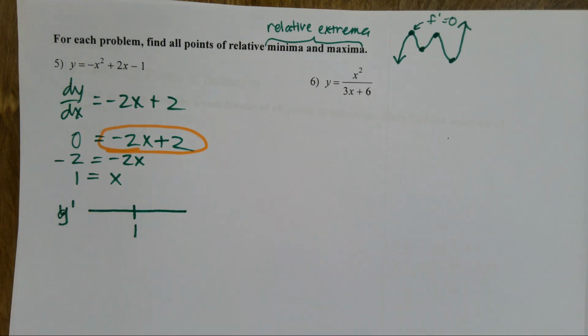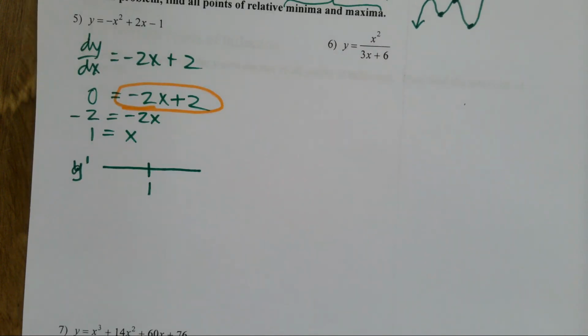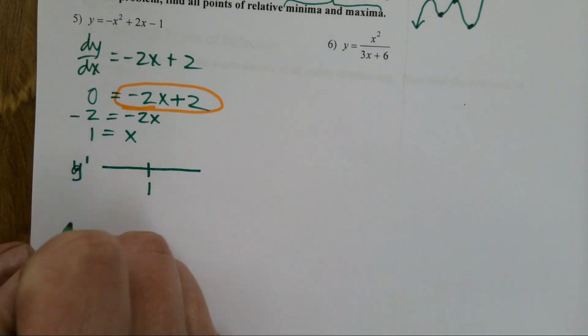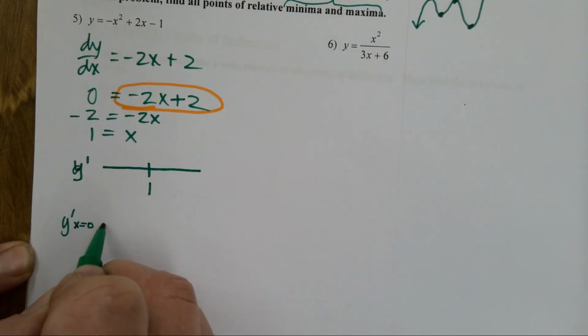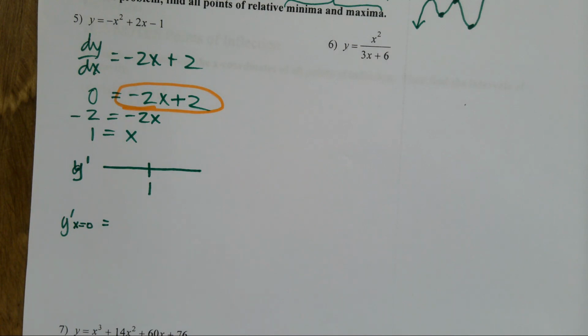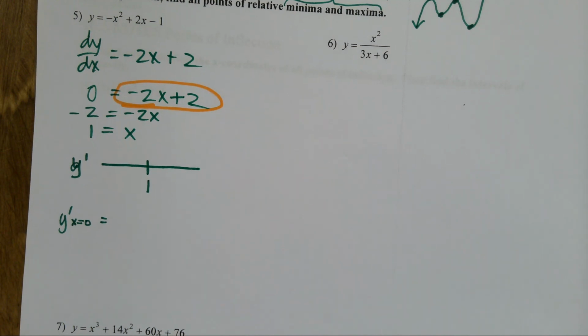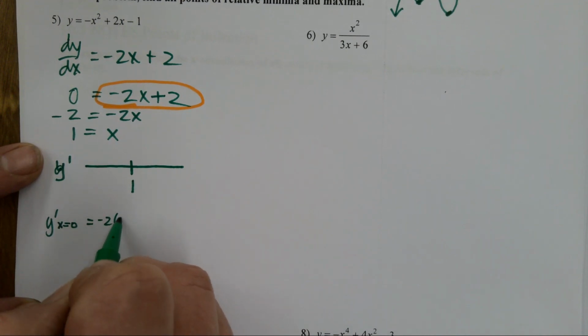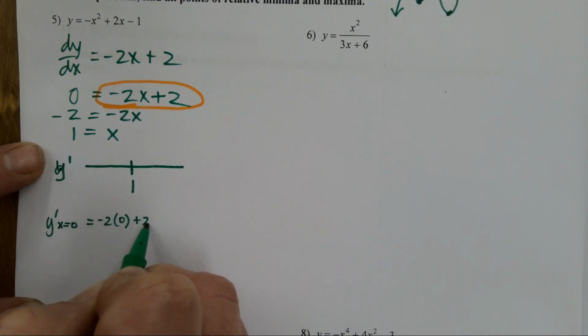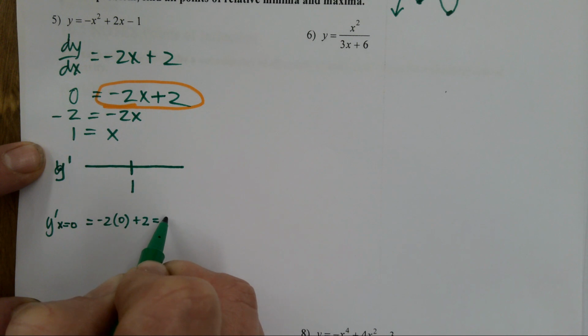So can somebody give me a point to the left of 1? 0. Great. 0 is a great one. So I'm going to check x equals 0 in the y prime equation. Because I want to know at 0, does it come out positive? So I plug in 0, negative 2 times 0 plus 2, and I end up with positive 2.